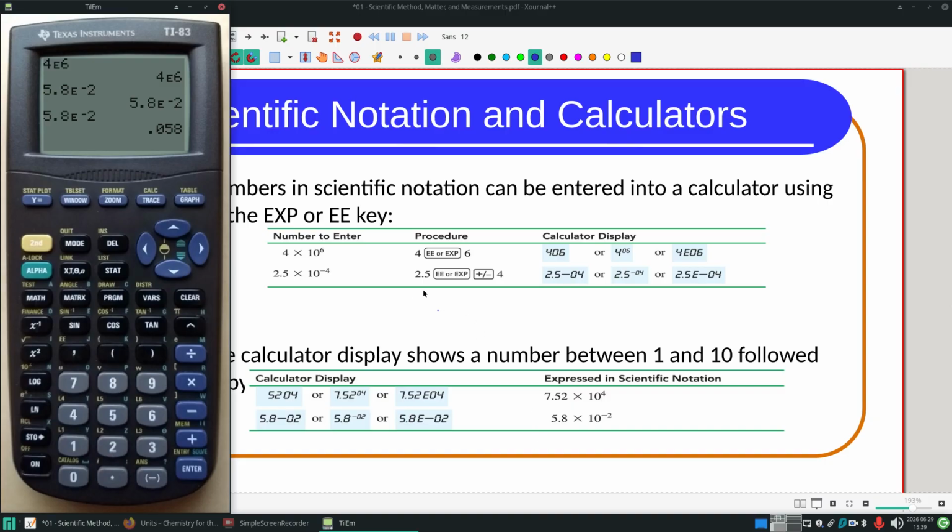But the big key here is I want you to be familiar with how to enter them in your calculator and how to read them from the calculator you're going to use on the test. And I will point out that, yeah, this is going to be an online test.